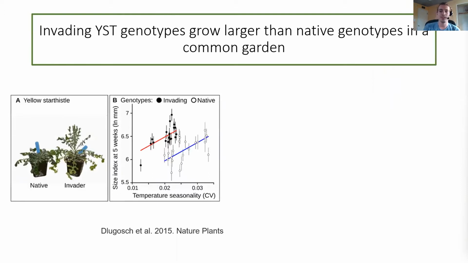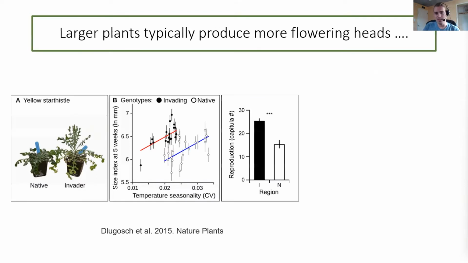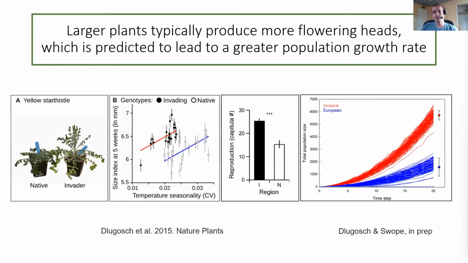And one of the really interesting observations that has come from studies on invasive yellow starthistle populations is that when invader genotypes are grown alongside native genotypes in a common garden, invaders tend to grow larger on average. And this is important because it appears that larger size allows for greater investment in reproduction once these individuals bolt, which in turn is predicted to lead to greater population growth rates for invader genotypes relative to native genotypes. So this trait, which appears to be underpinned by differences between these genotypes, may be contributing to the rate of spread of this invasive species. And this makes this trait a great candidate for investigating how evolution can contribute to rapid spread of invasive species.